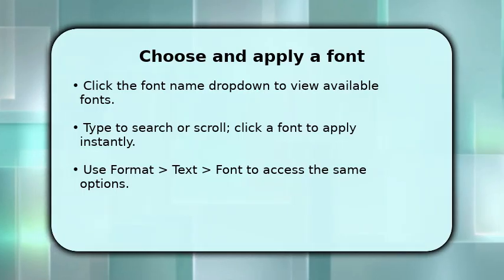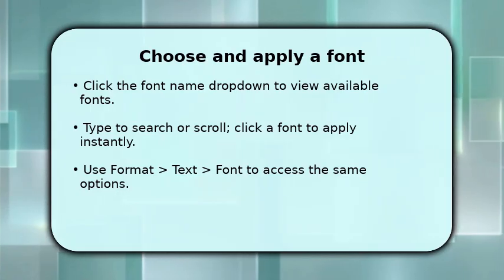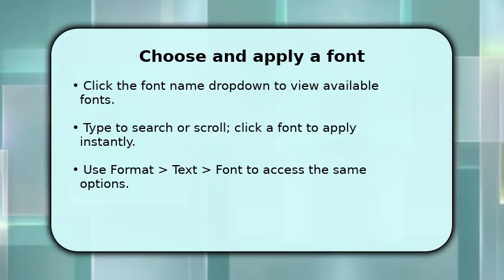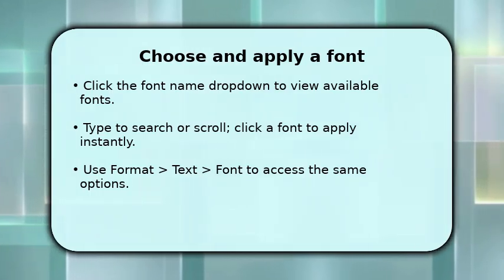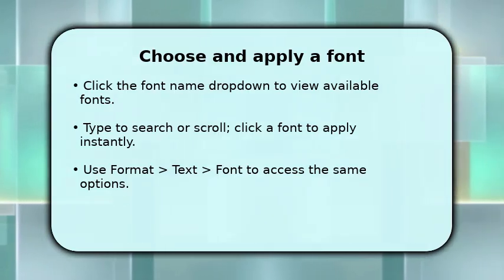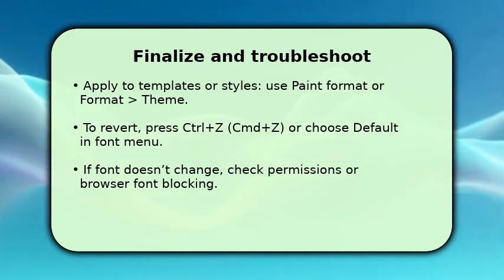Once done, adjust size, bold, or italics next to the drop-down to refine emphasis. If you need non-default fonts, type a name into the search field to find it faster. Make sure the font is supported, otherwise Sheets will substitute a similar typeface automatically. Finish by applying the font to other ranges using the Paint Format tool or repeat the selection process.